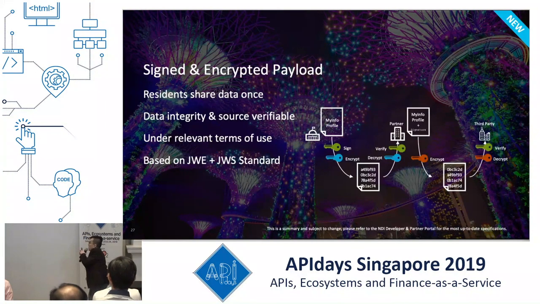Next, what does this mean? This means that the residents, the end users themselves, only share the data once. They don't have to keep coming back to verify the data again, because the data came from a verified source, the data has been signed, and it can be verified every step of the way. Data integrity and the source are verifiable, and we have terms of use governing that. We use JWE for encryption and JWS for the signature.